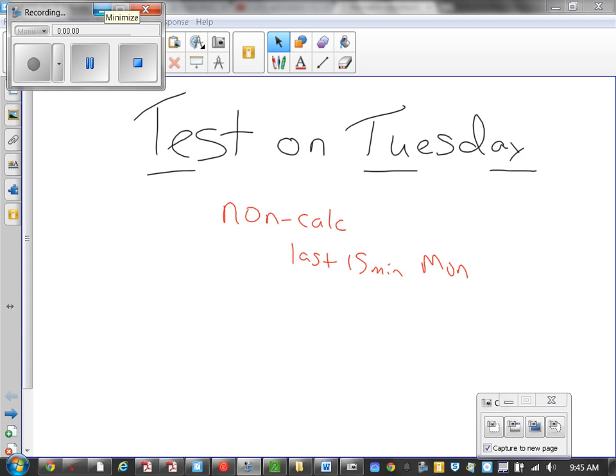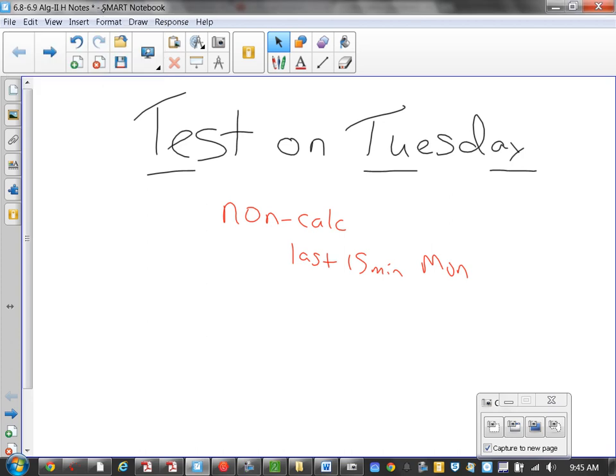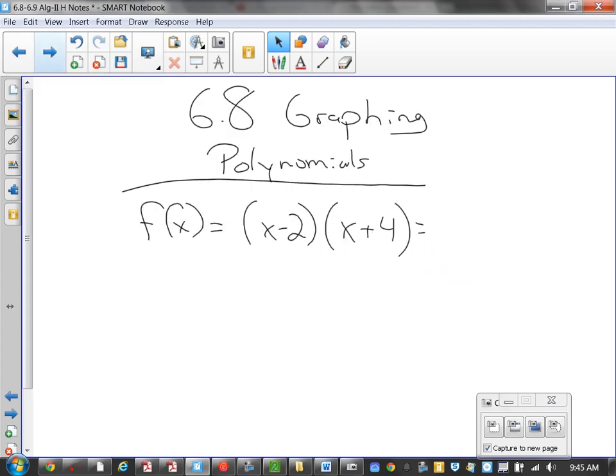Part of this stuff would be finding all the zeros, with the tails and stuff like that. So let's get into how you graph these. What I want to do here is start with something very simple, and talk about how you would graph the following polynomial.